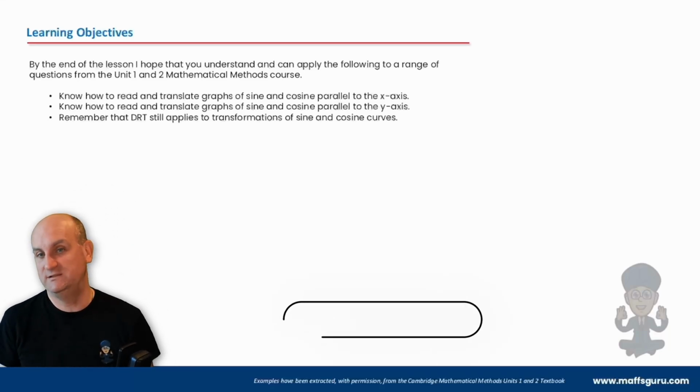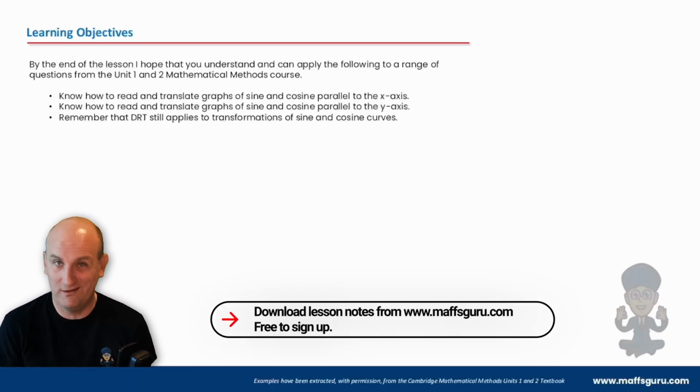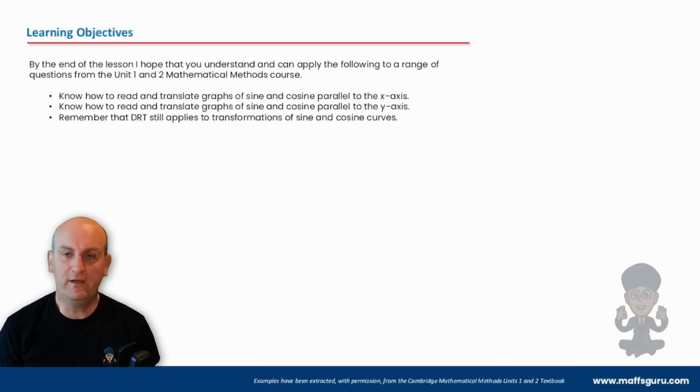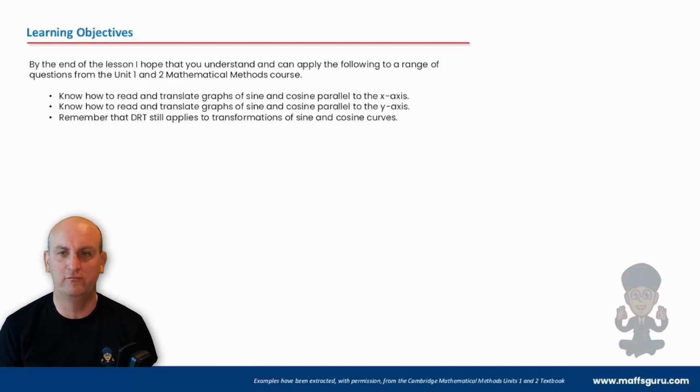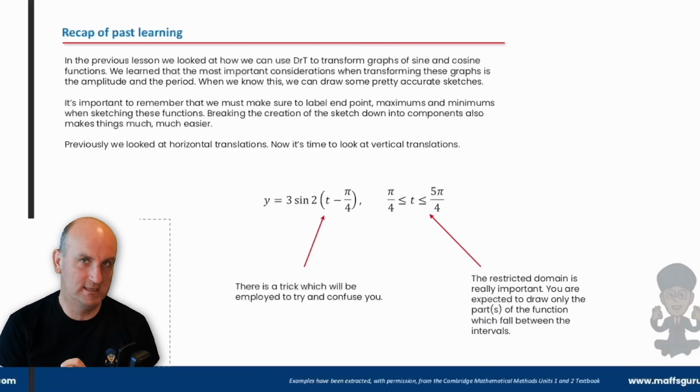Behind me are the learning objectives, which is important to know. Well, what actually are you even going to cover? Know how to read and translate graphs of sine and cosine parallel to the x-axis. Know how to read and translate graphs of sine and cosine parallel to the y-axis. And be able to understand that DRT still applies. So DRT: dilations, reflections, and translations.